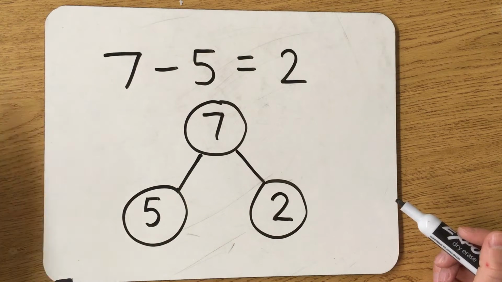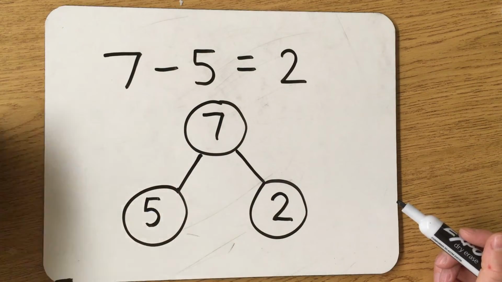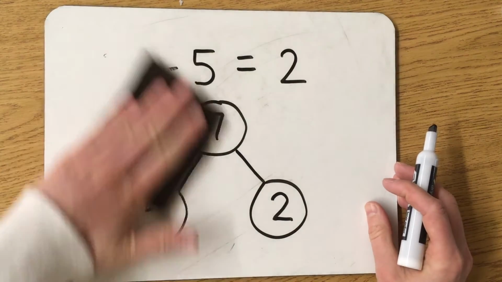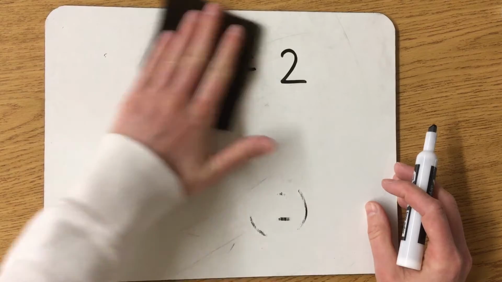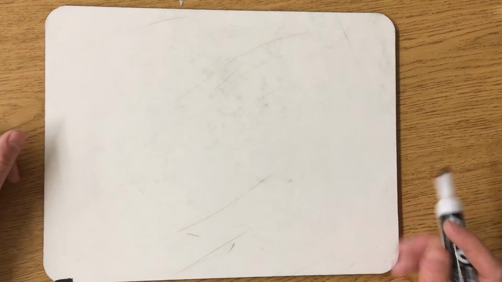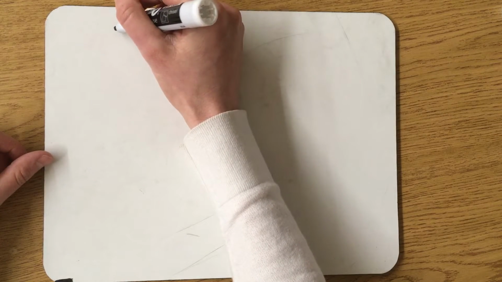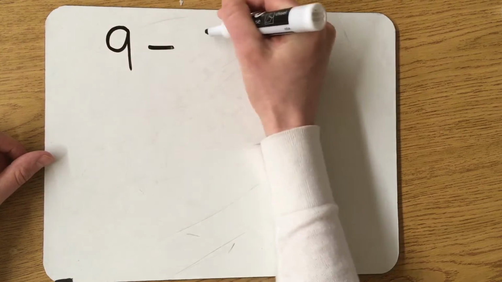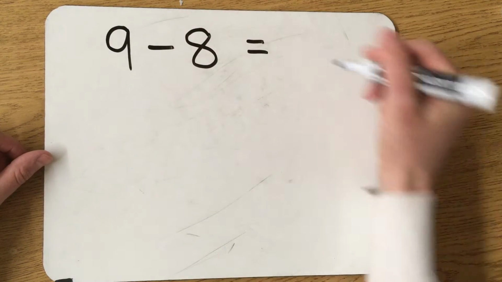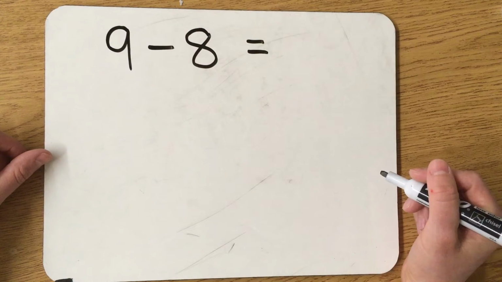This is all well and good when you're given the entire equation, but what if you are not given the complete equation? How can you use a number bond to help you? Here's a subtraction equation, but it's incomplete. It's unfinished. 9 take away 8, but the answer is not given.